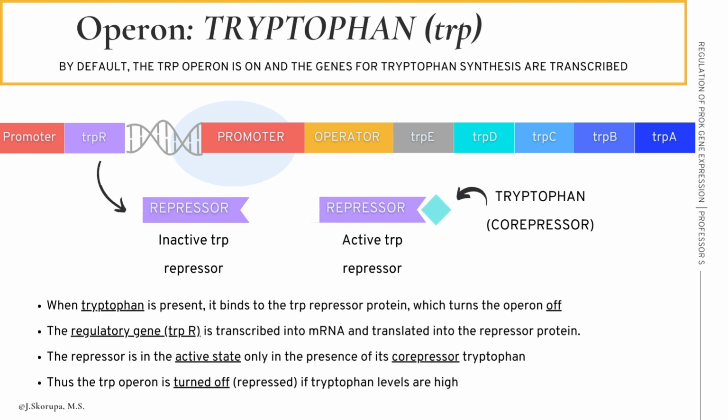So if the default for this operon is on, how do we stop gene expression of the trp operon? The answer is tryptophan itself. This is a type of negative feedback. When tryptophan is present, it binds to the trp repressor protein, which turns the operator off. Notice that trp is a co-repressor.